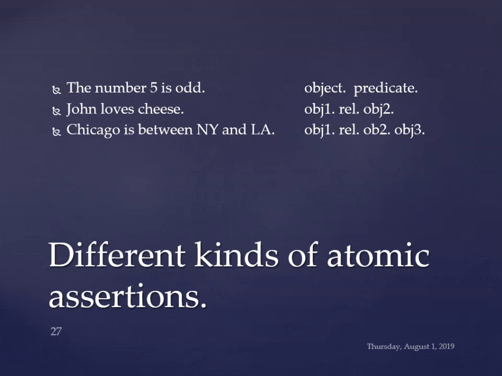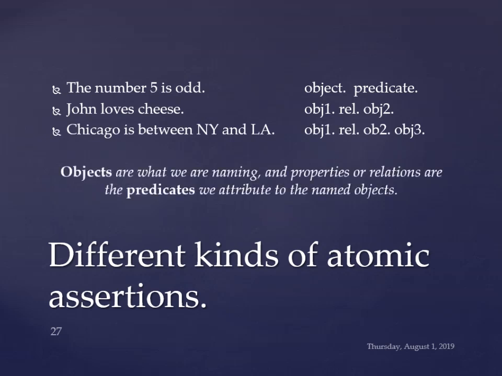So we're going to actually make sense of this distinction between objects and predicates in our language. We'll get into this in the next lecture, I think, or maybe that's coming up. Hold on a second, let me check. Nope, it's actually in this one. Sorry. Sometimes I get confused. Anyway, objects are what we are naming, and properties and relations are what the predicates are being related.